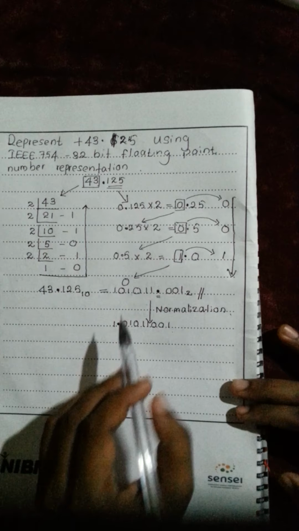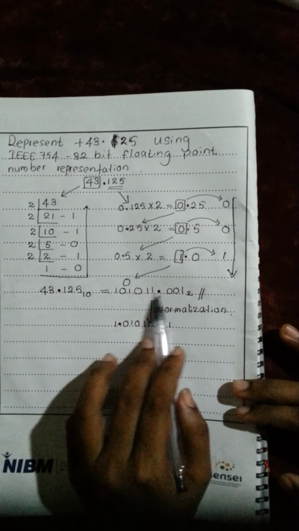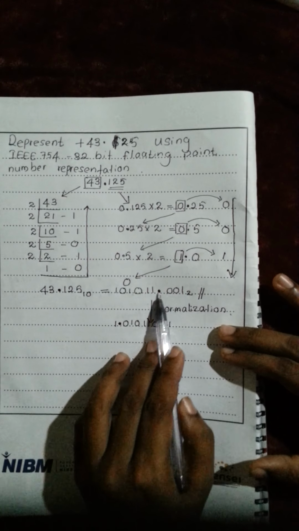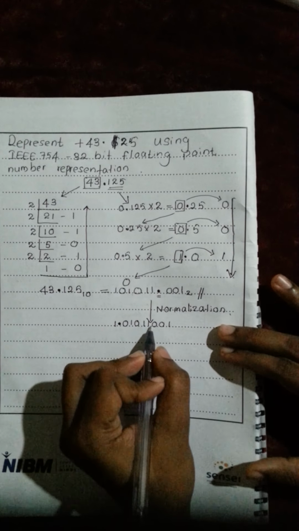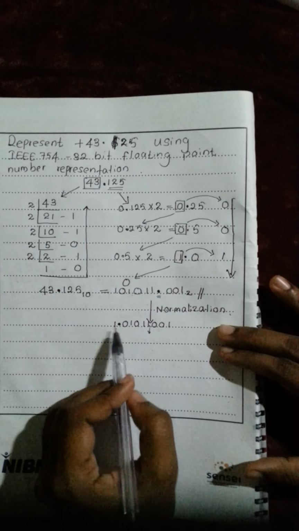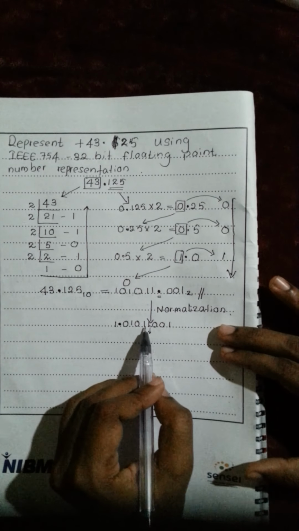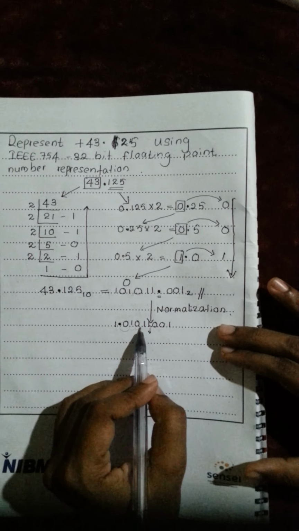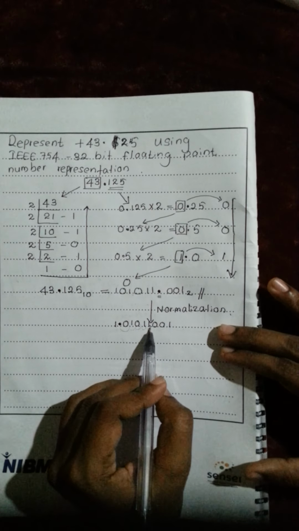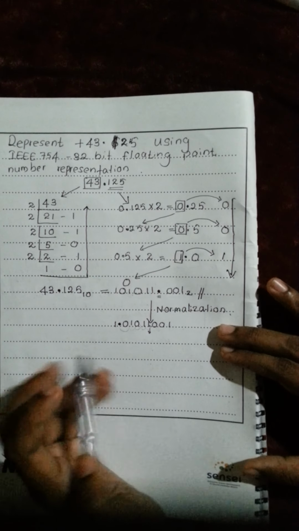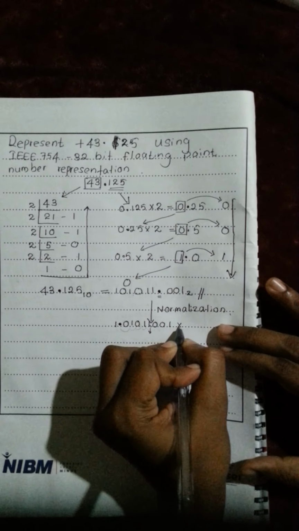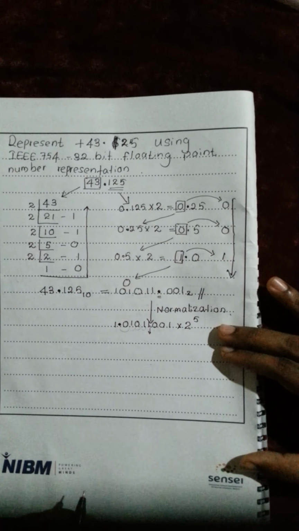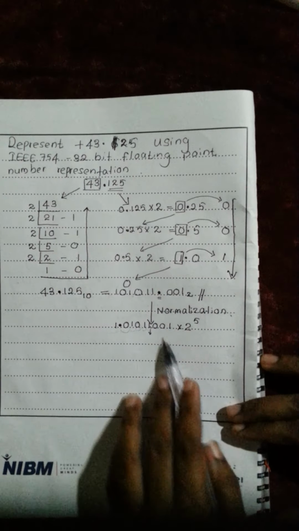Now this is not the actual value. The actual value is this one. Now in order to take the binary point into the actual place, we have to have the binary point here. How many places do I need to jump? 1 2 3 4 5, I have to jump 5 places. Therefore I write this as 2 to the power 5. So this is what we call normalization.